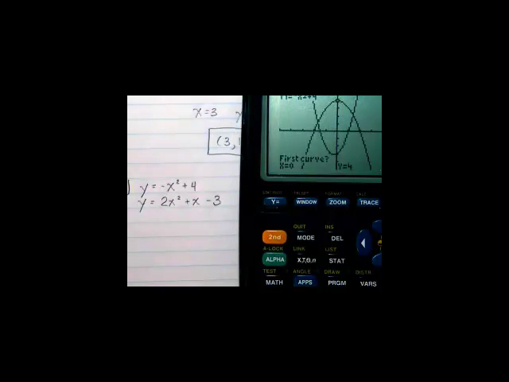Okay? From here, it's super easy. You just see the little blinking cursor up there? You just move that to where you believe the intersection is. Hit enter 3 times. Wait, how do you zoom in like that again? I just changed the window. I went -5 to 5 each way instead of -10 to 10. Okay, thank you. Yep. All right, just hit enter 3 times.